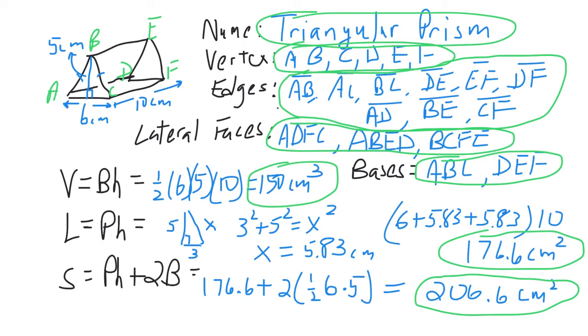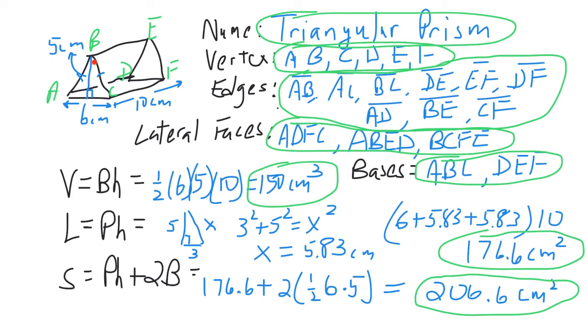Now for the lateral area, I only need these 3 rectangles here, which means I need the perimeter times the height. The issue with the perimeter is I don't know how long these 2 sides are. You can see that they have little slash marks, so I know they're the same, but I don't know what they are. I know that's 6 and I know that's 5.